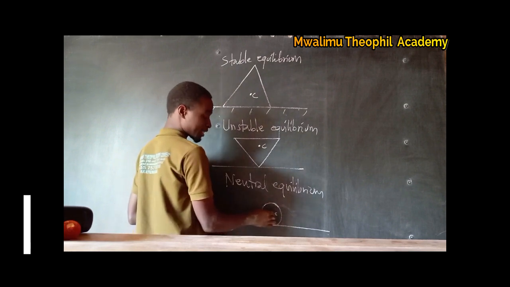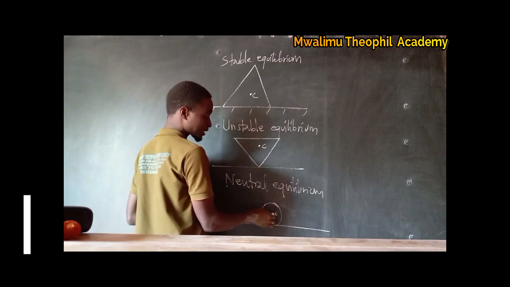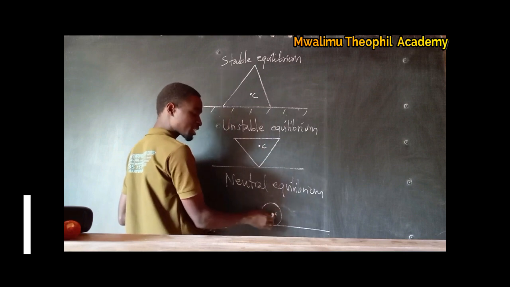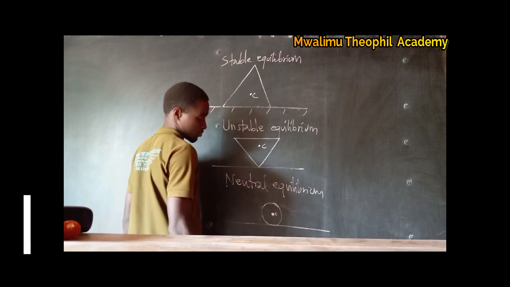So I have said that for all bodies in which, when they are displaced, the height of the center of gravity does not change, they are said to be in neutral equilibrium. So a ball is in neutral equilibrium.